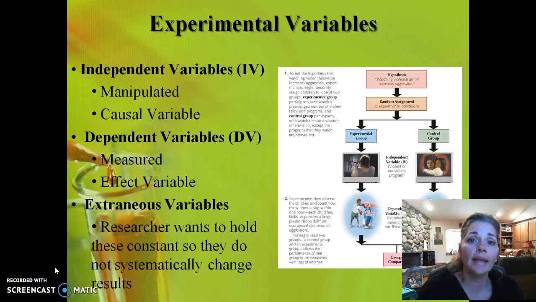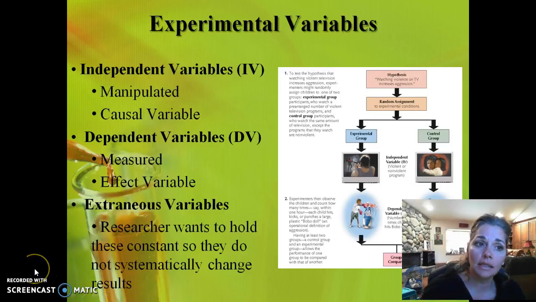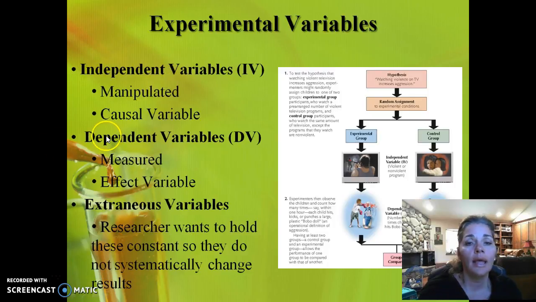Hi everyone, I hope to be finishing up the last lecture for chapter 2. So we're going to be discussing the experimental variables, which include our independent variable and our dependent variable. Remember, a variable is something that changes between participants. Remember that an experiment is a way to test cause and effect relationships.